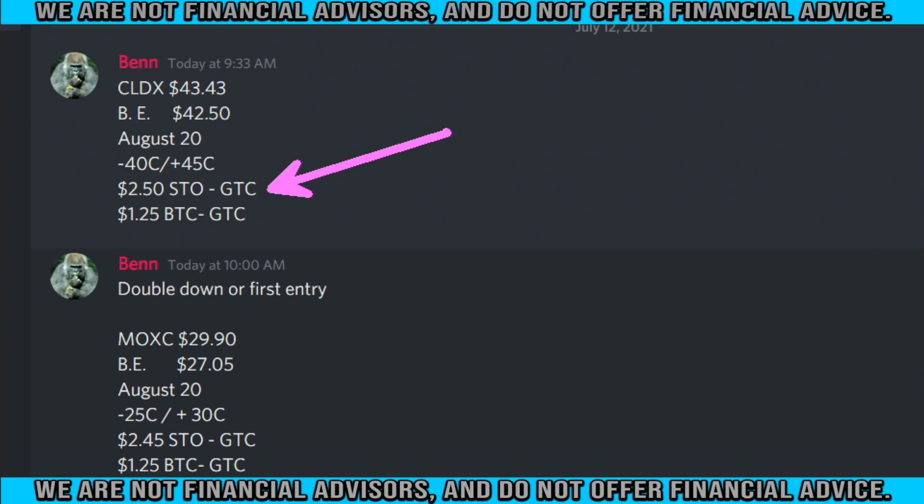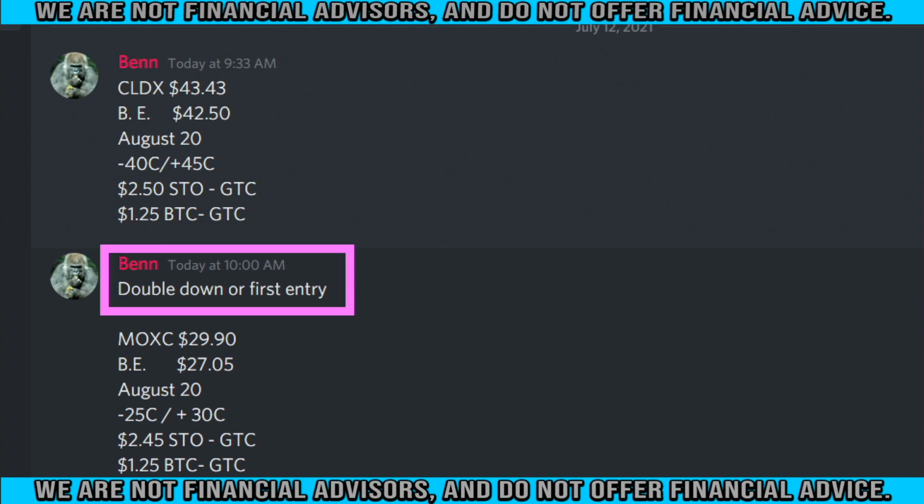And that's what I mean sometimes by not being filled. We put a demand on the market, not allowing the market to put a demand on us. And this is the closing price, $1.25. Limit order has to hit that number for it to execute the trade. Buy to close, GTC. Sometimes in the alerts, you'll see this, double down or first entry.